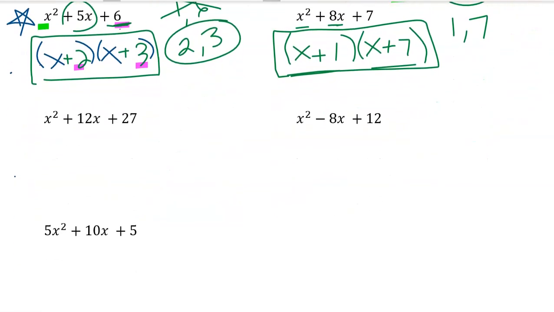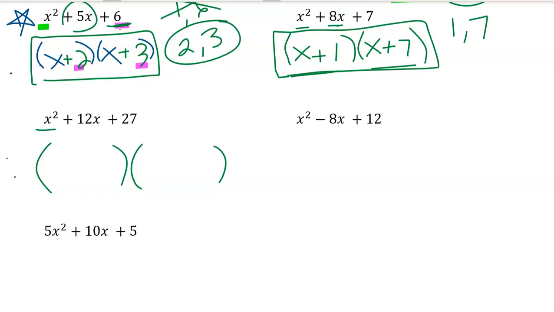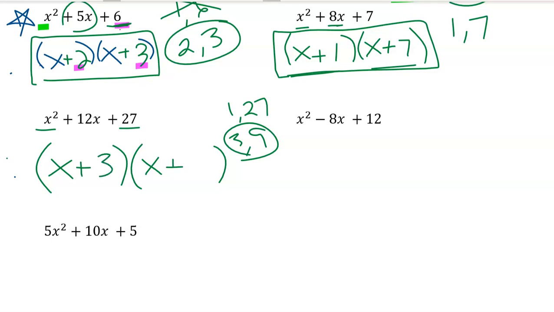Here we've got x squared plus 12x plus 27. I'm going to draw my parentheses. And the first thing is an x squared, so it's going to be x times x. Now we need numbers to multiply to give us 27. So 1 times 27, but that adds to 28, that's not my pair. 3 times 9 gives me 27, and it adds to give me 12. That's the pair I'm looking for, plus 3 and plus 9.